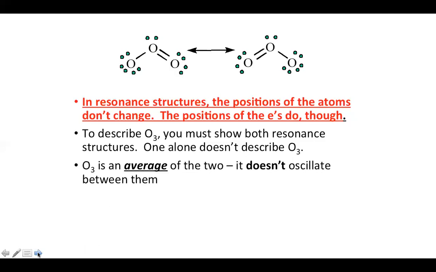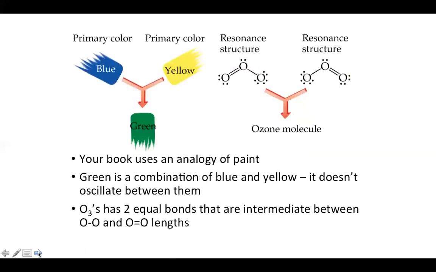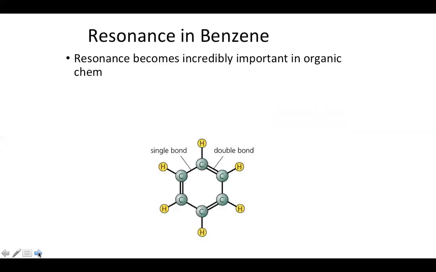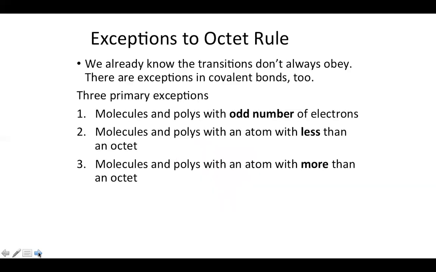Now, an important note about resonance structures is that they're an average of these structures. It's not that O3 is oscillating between the left structure and the right one. It doesn't sometimes become the left structure, and then all of a sudden switch and become the right structure. It's an average. So some of the molecules could look like the left one and some would look like the right one. You also will see resonance in other more complicated structures such as benzene.